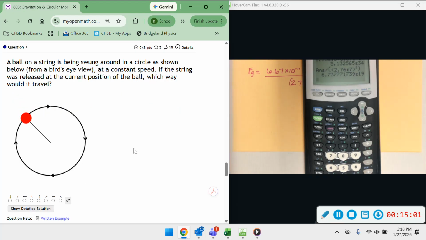Question 7. A ball on a string is being swung around in a circle as shown below from a bird's eye view at a constant speed. If the string is released at the current position, which way would it travel?